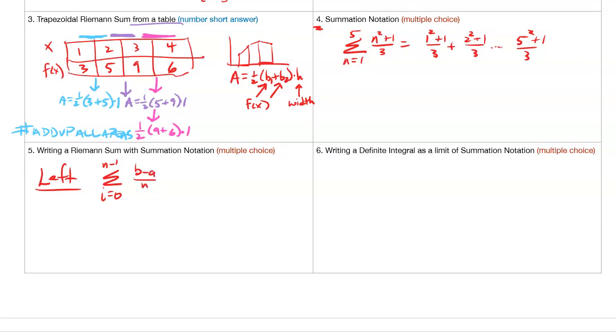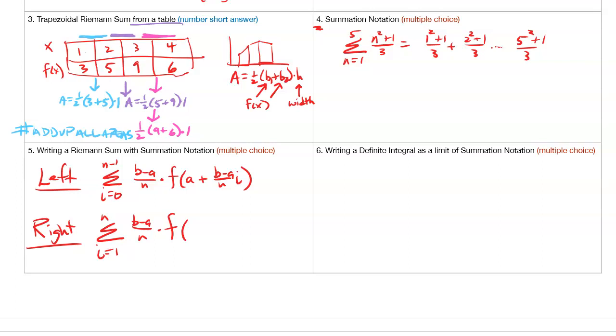This is the width of each rectangle. The height of each rectangle is f of a plus b minus a over n times i. Right is very much exactly the same, except on the sum, you go 1 to n instead of 0 to n minus 1.